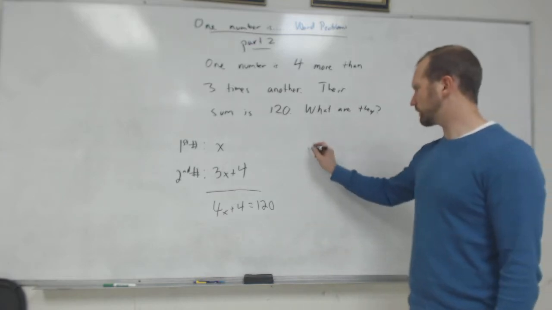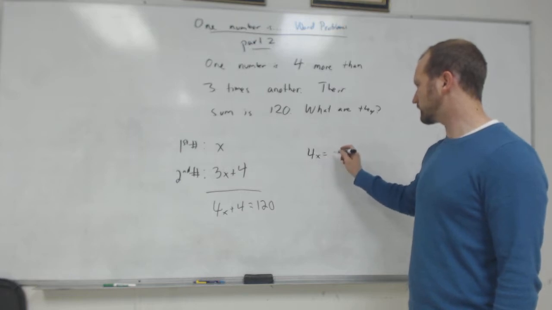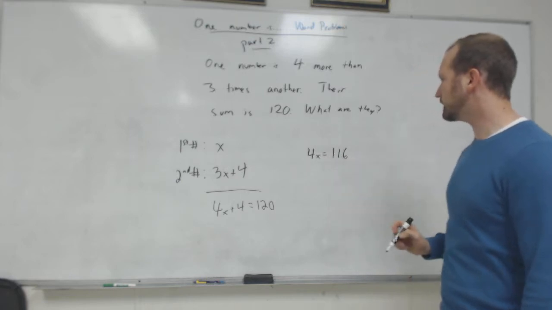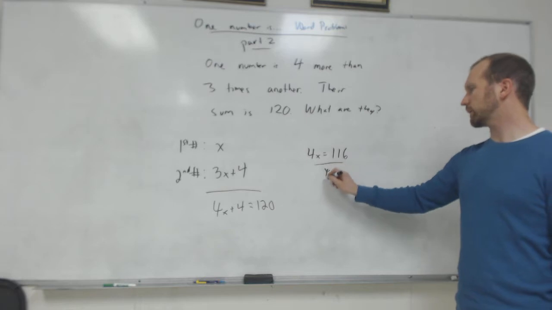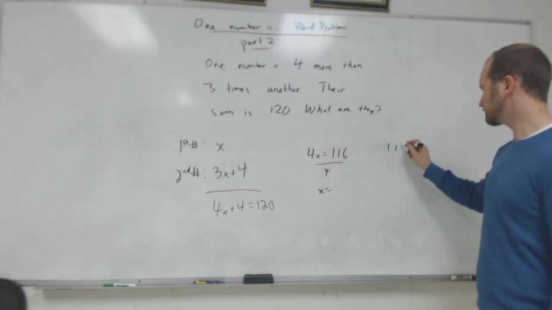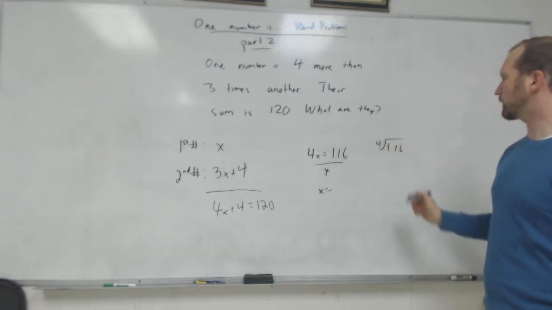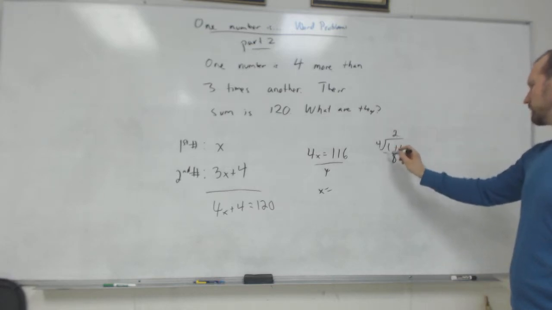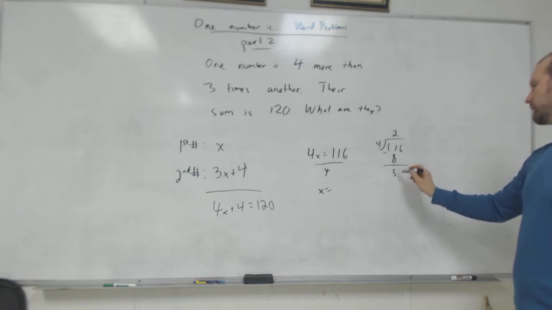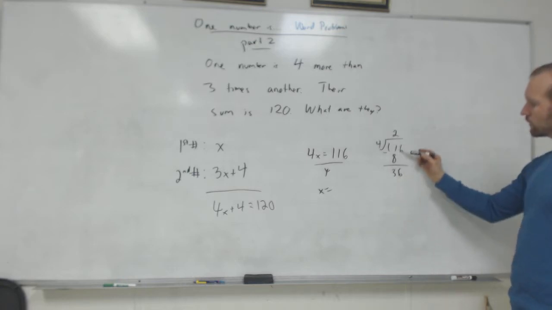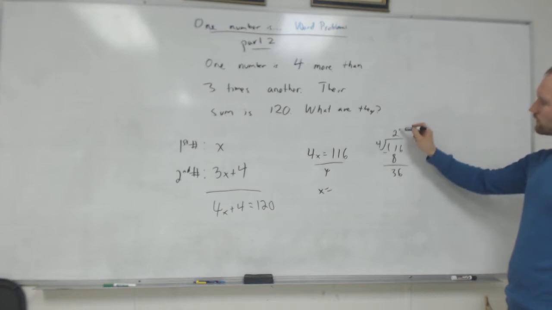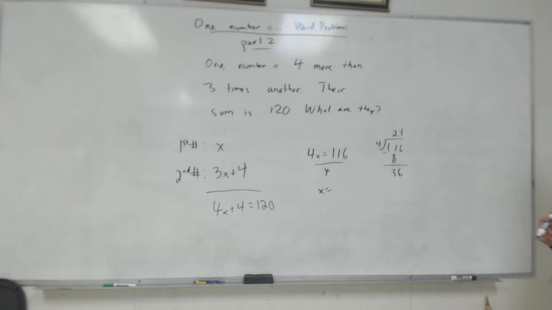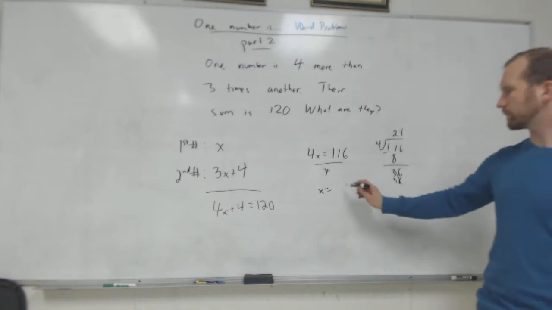Take 4. 4x equals 116. Divide both sides by 4. Okay, we'll do it long. 2 times 4 is 8. 11 minus 8 is 3. Bring down the 6. 36 divided by 4 is 9. So 29.